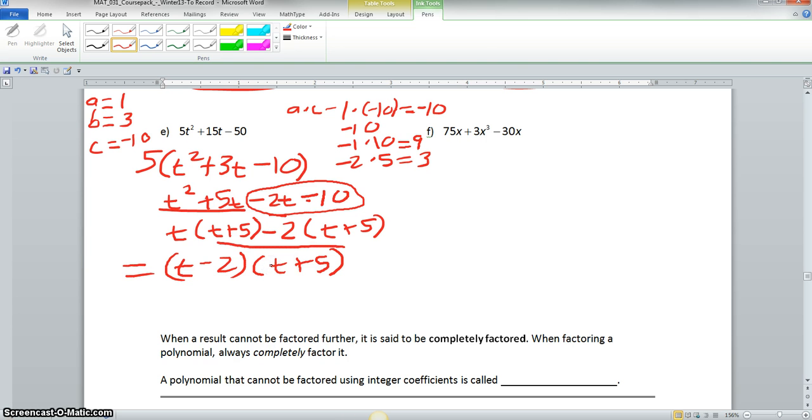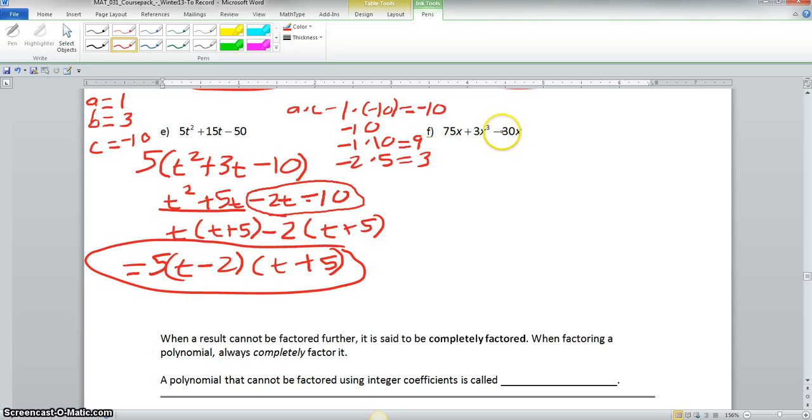And that's it. Now if you notice here, remember this was t minus 2, t plus 5. And also I forgot to bring down this 5. You have to bring down the 5 at the end. Okay, so if you notice what I did here, instead of writing it in the order that you see here, negative 2 and 5, I wrote the 5 first and the minus 2 second. It doesn't matter, it still will give you the same answer. So it's 5 times t minus 2 times t plus 5, and that's it.